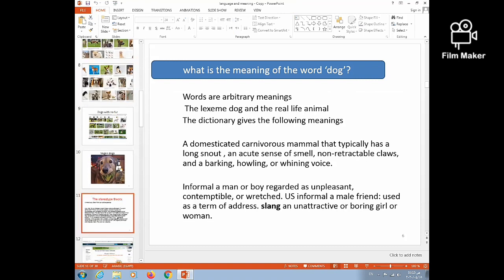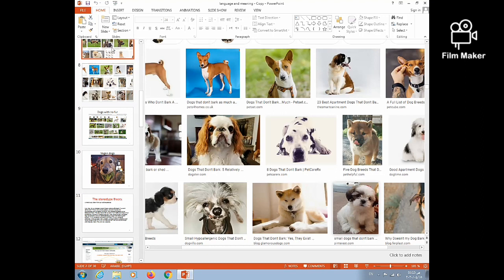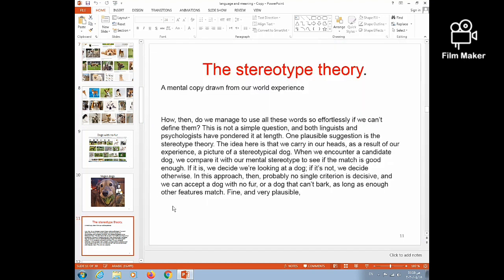Okay, let's go back to the stereotype theory. This is a theory which explains what happens when we look at an animal and we call it a dog. What happens is that out of all these kinds of dogs, our brains abstract a mental copy. You understand? A mental copy of dogs. So in our brain, we have a mental copy for dogs. The idea here is that we carry in our heads, as a result of our experience in life, a picture of a stereotypical dog.